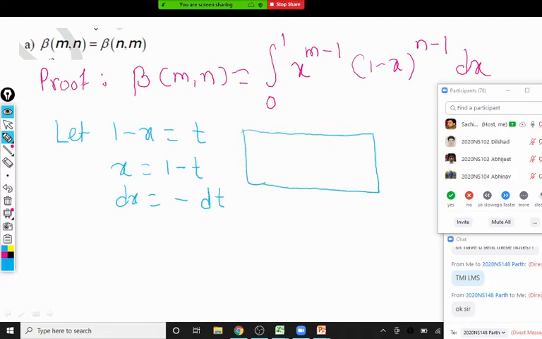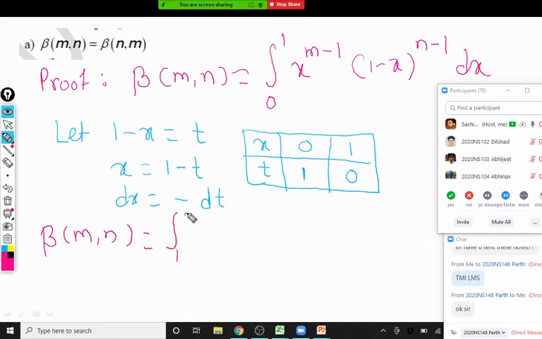What about the limits now? Does the limit remain the same? No, not correct. It becomes opposite. The limit of x is 0 to 1. When x is 0, t becomes 1, and when x is 1, t becomes 0. Therefore beta m,n becomes the integral from 1 to 0 of 1 minus t raised to m minus 1 into t raised to n minus 1, with a minus dt. Now here is one important property of a definite integral that we are using.